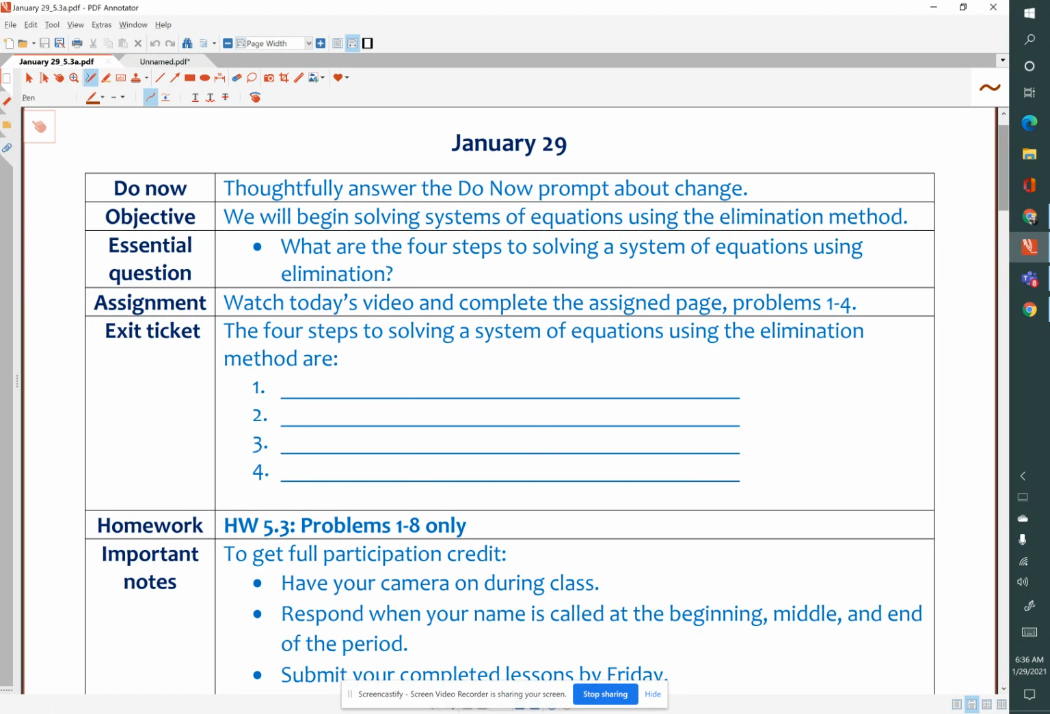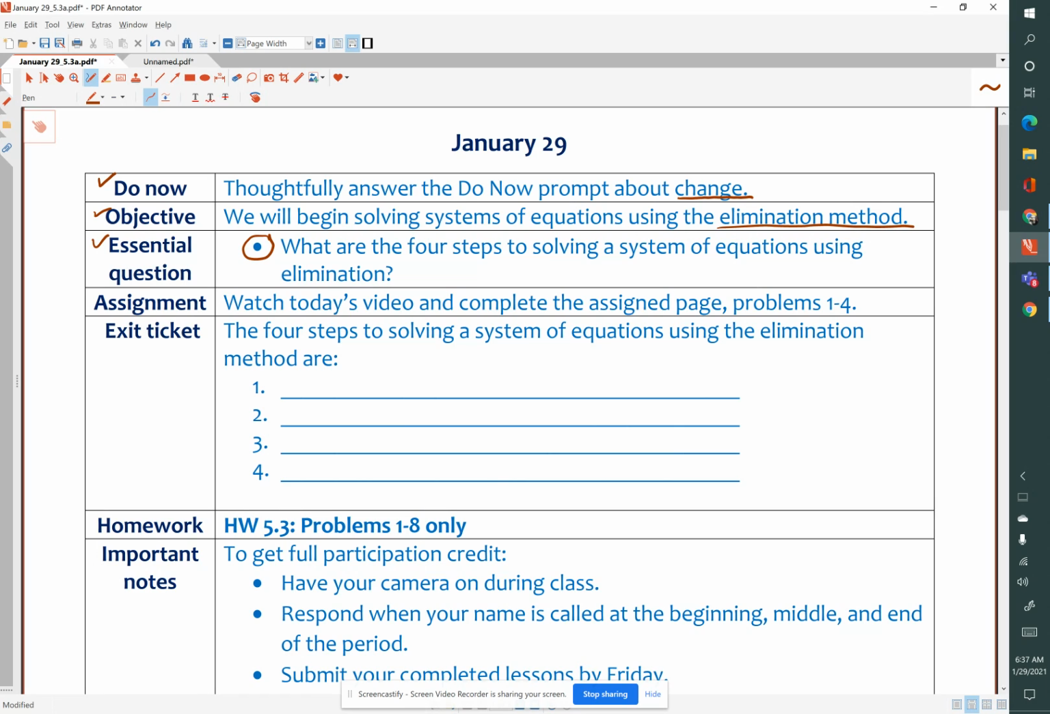Today we're going to talk about solving systems of equations using the elimination method. First, we do have our do now prompt where we're talking about making a change. And I love that question. I think you'll enjoy it too. Our objective is to solve systems of equations using something we call the elimination method. So our central question asks, what are the 4 steps to solving a system of equations using elimination?